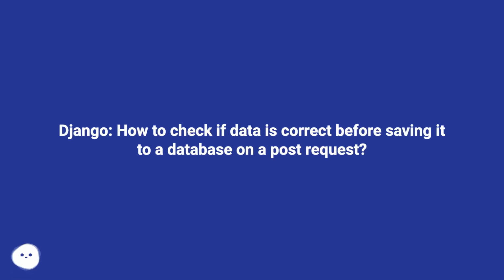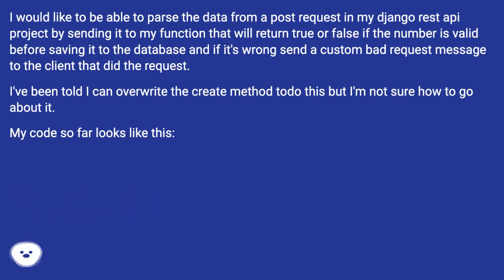Django. How to check if data is correct before saving it to a database on a POST request. I would like to be able to parse the data from a POST request in my Django REST API project by sending it to my function that will return true or false if the number is valid before saving it to the database, and if it's wrong, send a custom bad request message to the client that did the request.